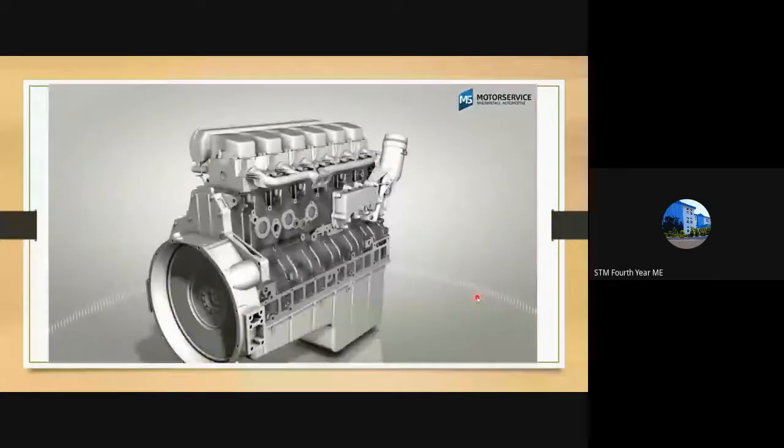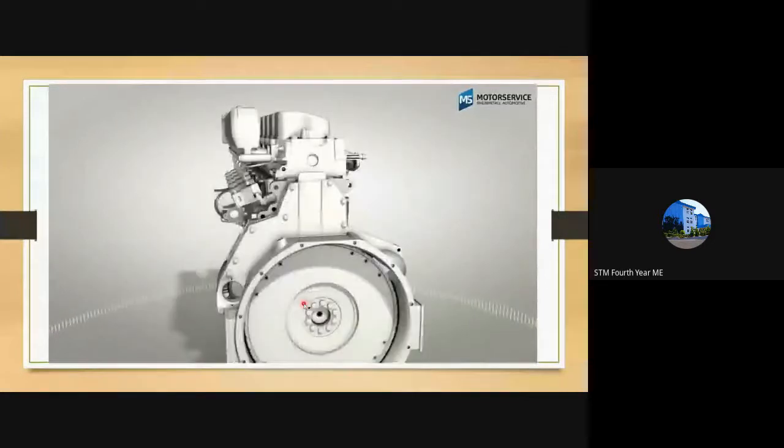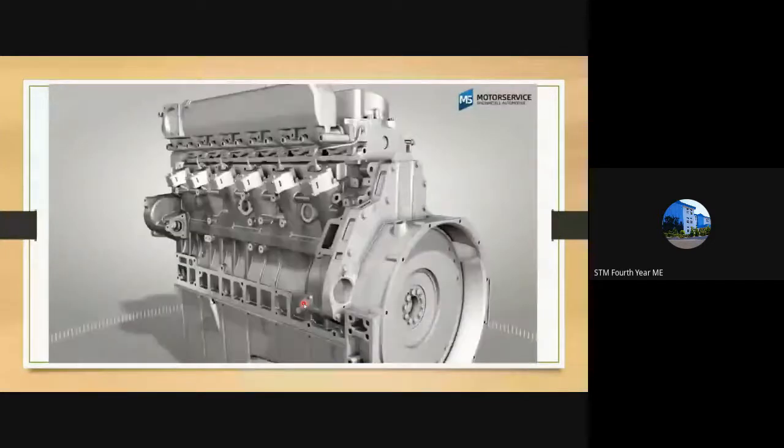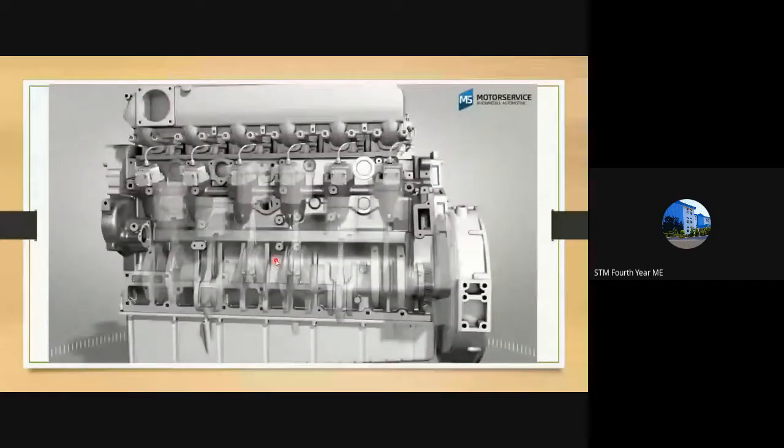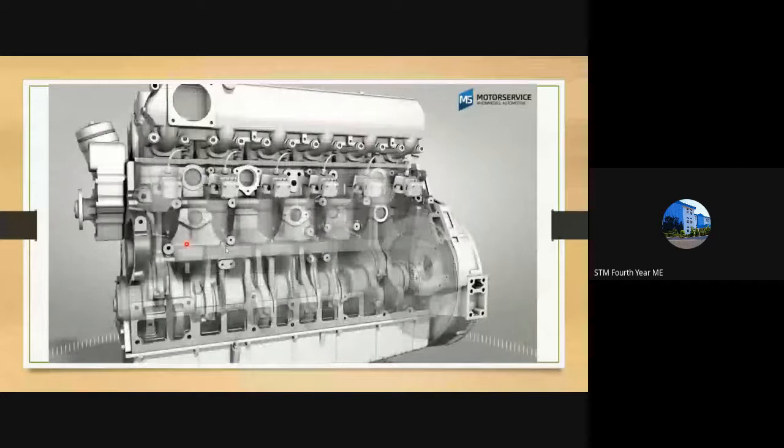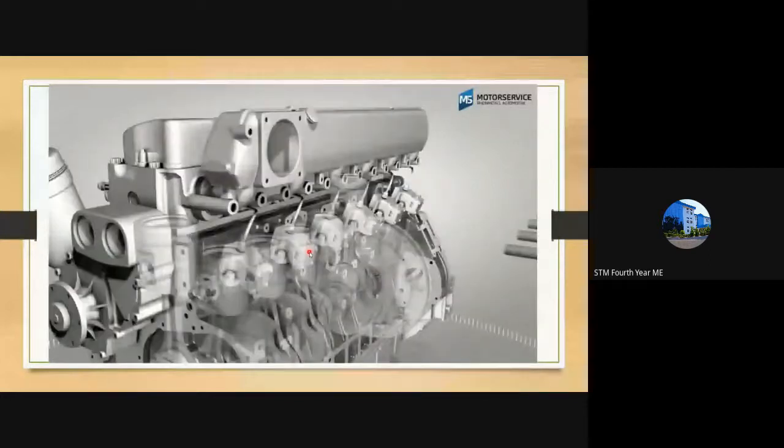Okay, this is the flywheel that is present in the engine block, and these are the various pistons. This is a 6-cylinder engine, so there are 6 pistons or 6 cylinders present inside the engine block. This is the engine head.